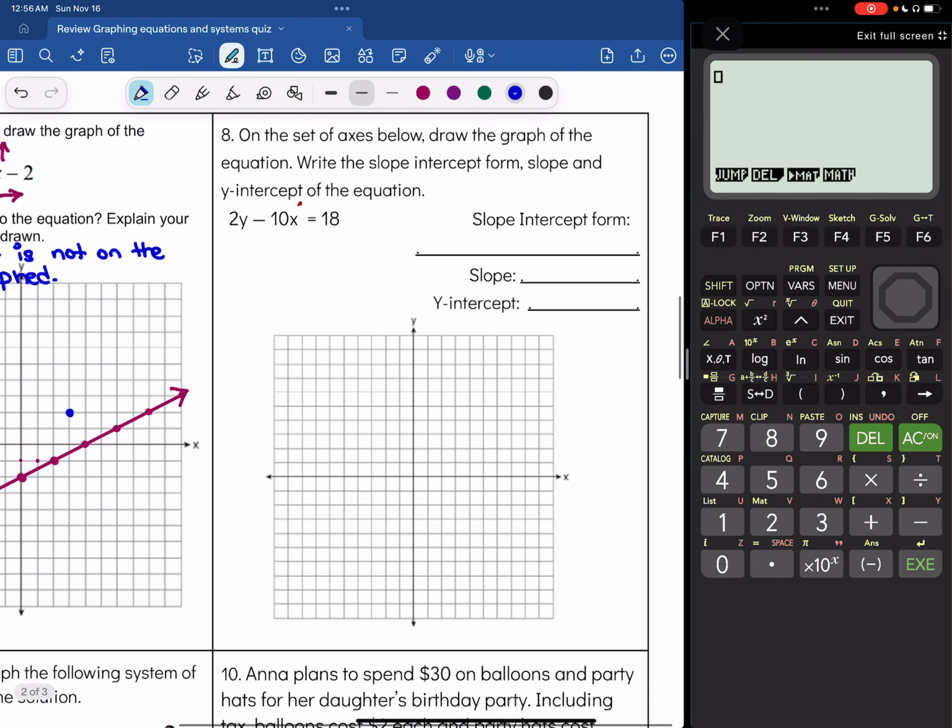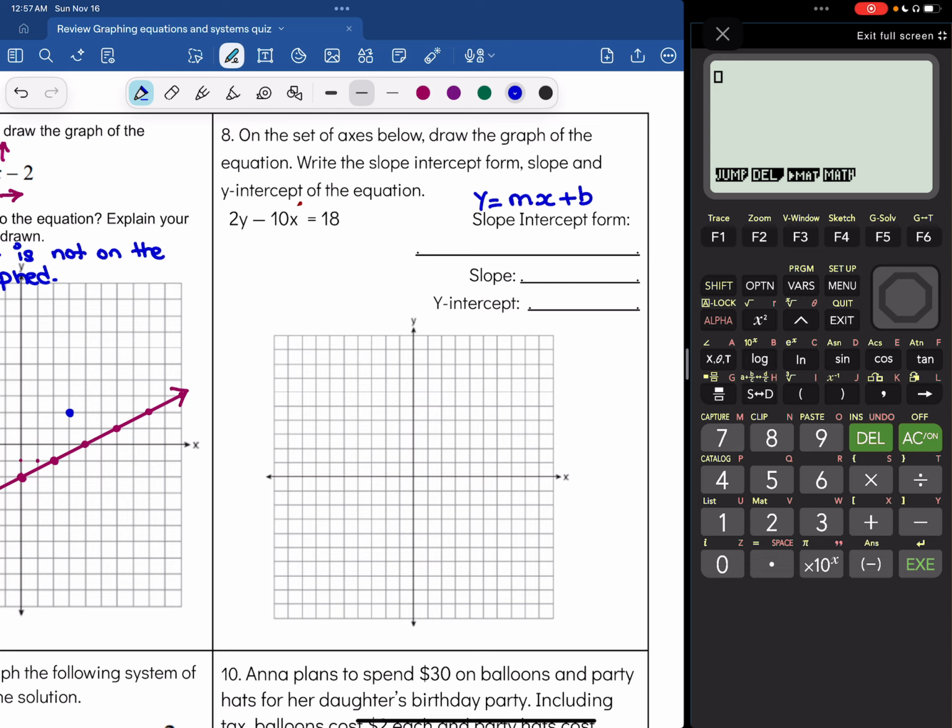Question 8. On the set of axes below, draw the graph of the equation, write the slope-intercept form, slope and y-intercept of the equation. So we have the equation 2y minus 10x equals 18. So we're asked to put this equation in slope-intercept form. So to do that, we need to solve for y. We need to put it in y equals, right? We know that the slope-intercept form is y equals mx plus b.